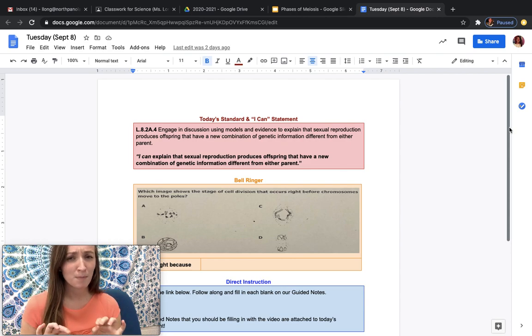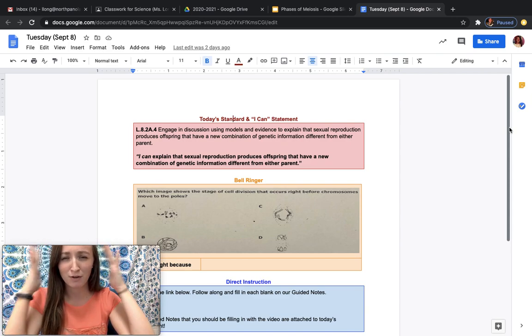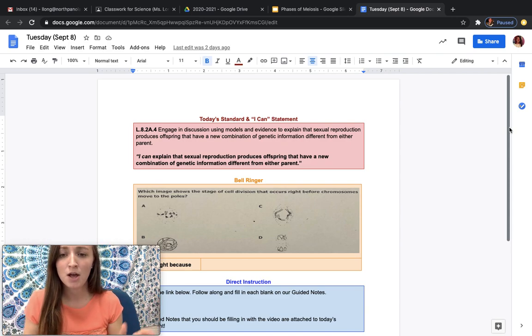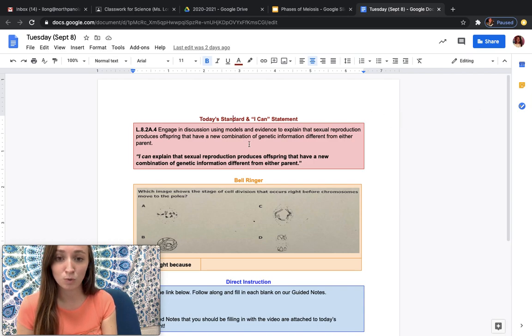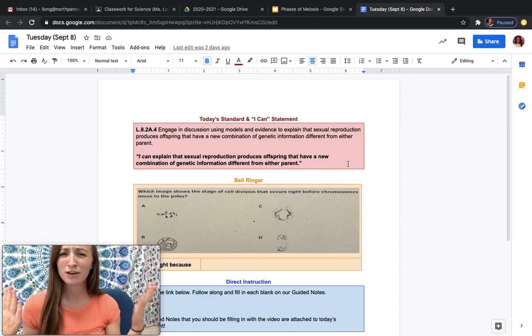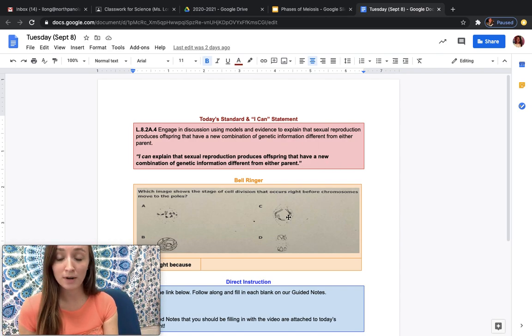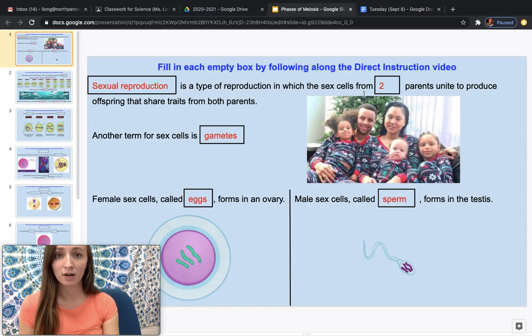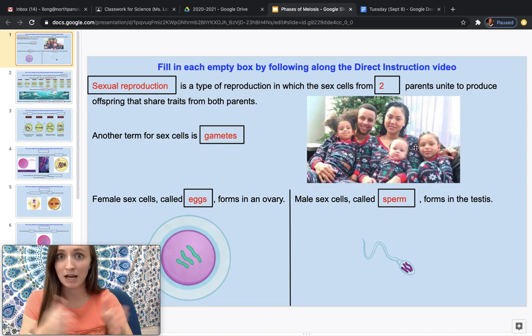It's been a couple of days, so let's ease our way back in and refresh our memory of what we even talked about on Thursday and Friday. We started talking about sexual reproduction and how that all goes down. Today, we're going to talk about the actual phases and how that new combination of genetic information, or your genes, are so different from the parents. So, you should already have your bell ringer done and you should have your guided notes pulled up. All right, what did we actually talk about Thursday and Friday before we dive right back in?